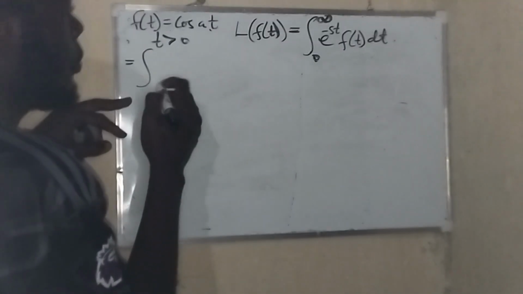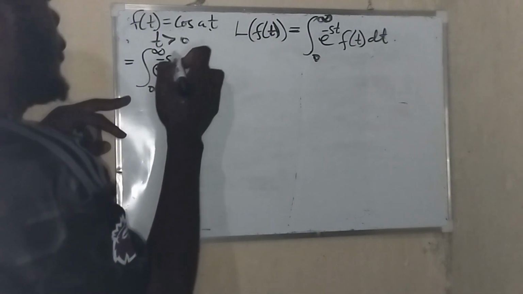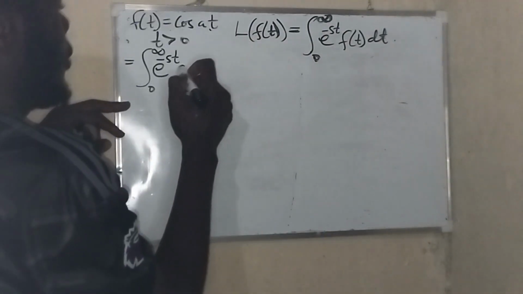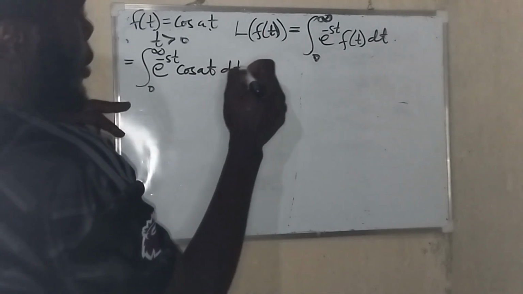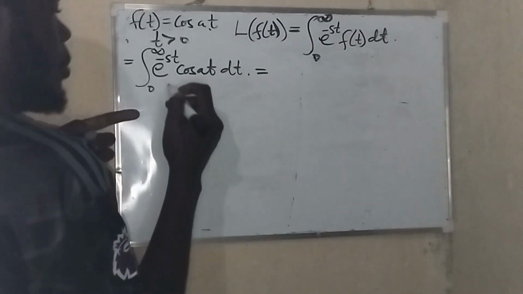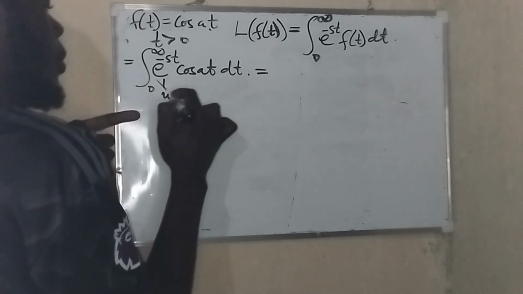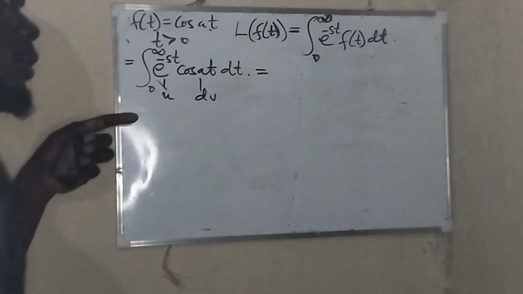So we shall have the integral from 0 to infinity of exponential negative st, and our f of t we have cos at, so dt. We want to integrate this one, so we shall use integration by parts. This one becomes u, and this one becomes dv.